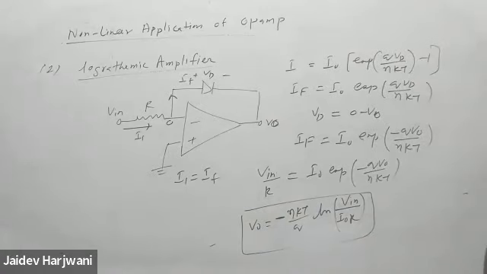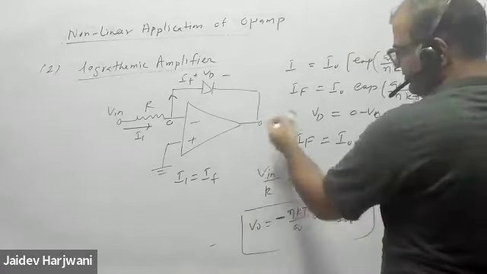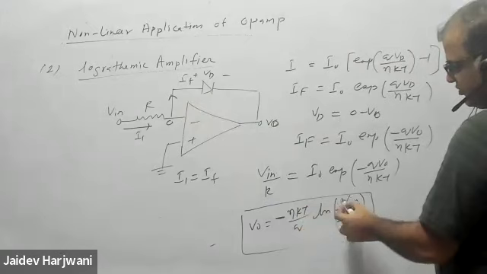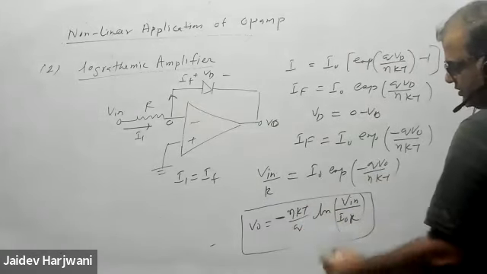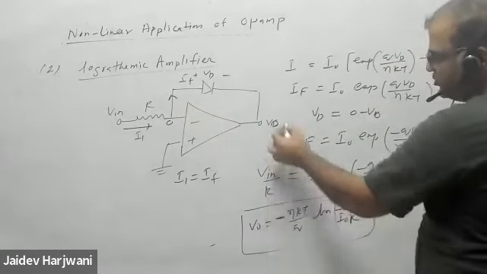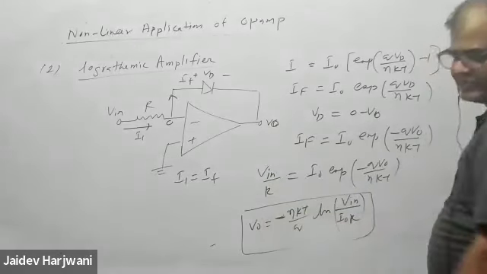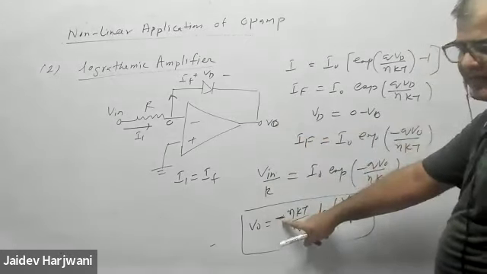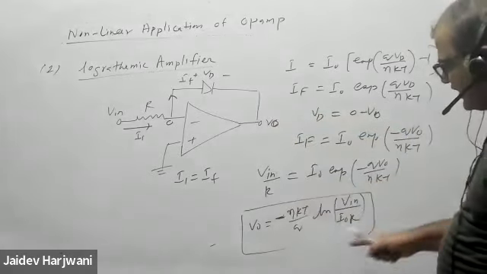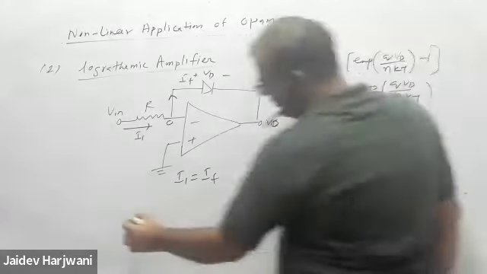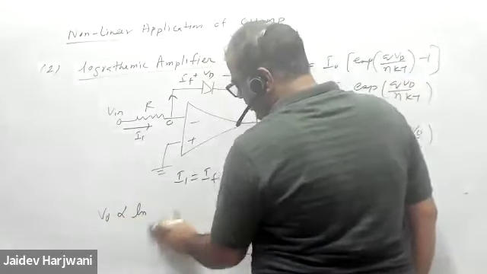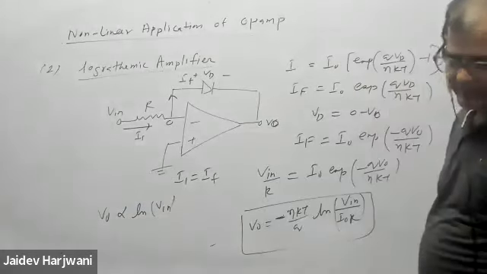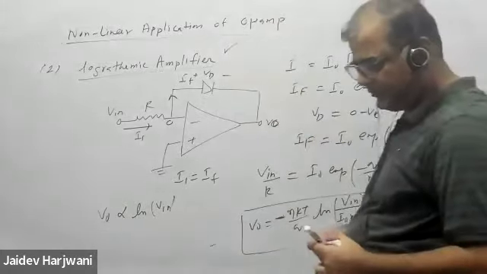So now V naught should come negative only, because of the inverting configuration, and eta is positive, everything is positive. So this whole quantity is positive. So V naught should come negative. That's why it's a negative sign. So the option will be given. Okay, sometimes students put a plus sign. This should be minus because it's an inverting configuration. V naught should come negative. So now your output is proportional to the logarithm of your V input. That's why this is called a logarithmic amplifier.